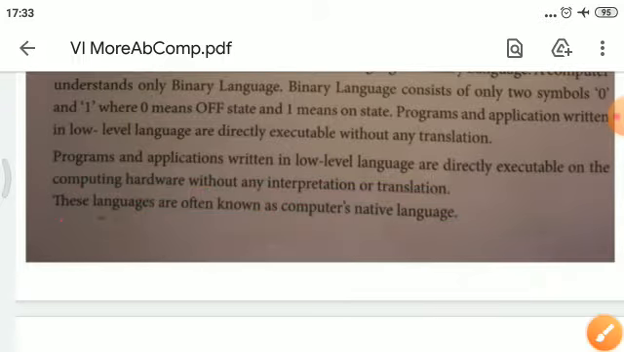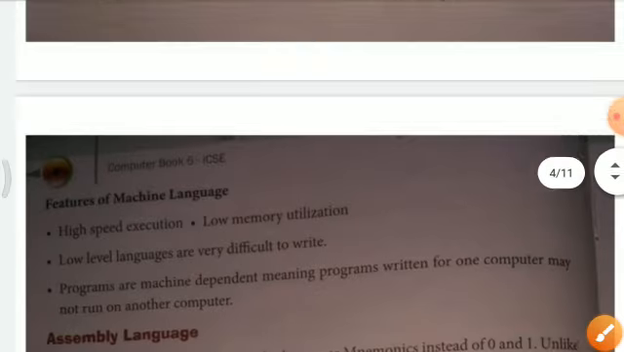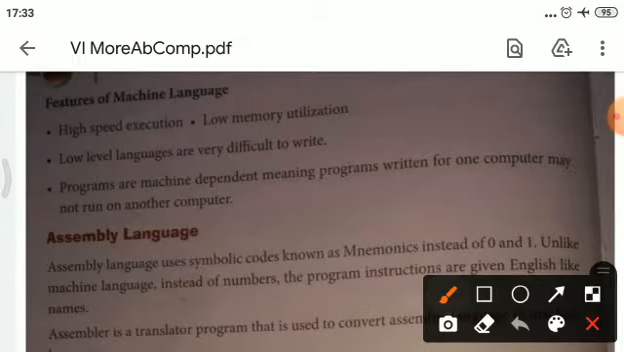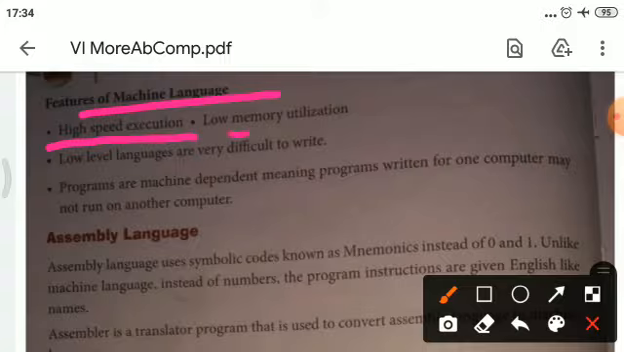Okay, students? And here are the features of low level language, the features of machine language. First is high speed execution. Second is low memory utilization. And third, low level languages are very difficult to write. Only experts can use this language to write programs.